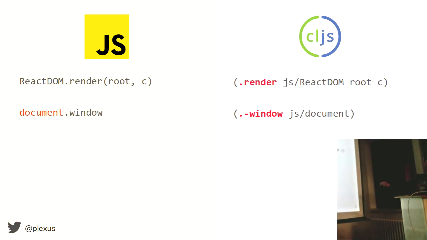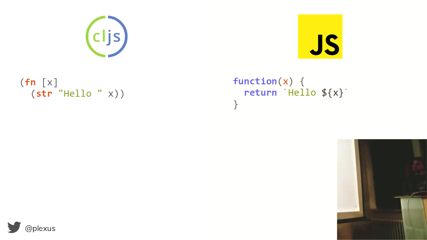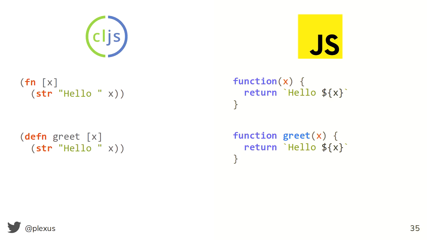This is how you look up a property if it's not a function. This is how you capture this, because normally there is no this because there are no objects. But if you need the current value of this, you can temporarily bind it to a value and then do something with it. This is what an anonymous function looks like. There's no return because, like I said, everything is an expression. It just returns the last thing in the function. So fn makes an anonymous function. Defn, you can define a named function.